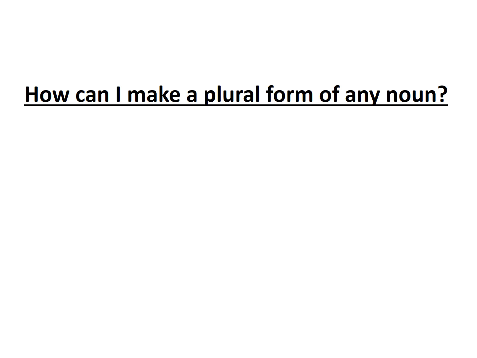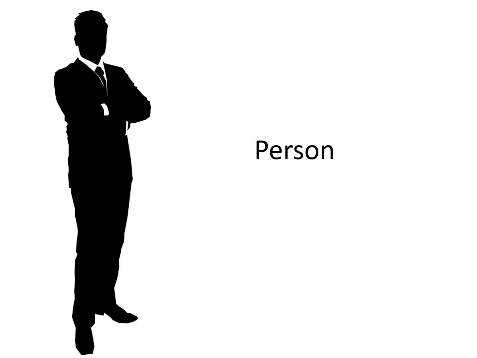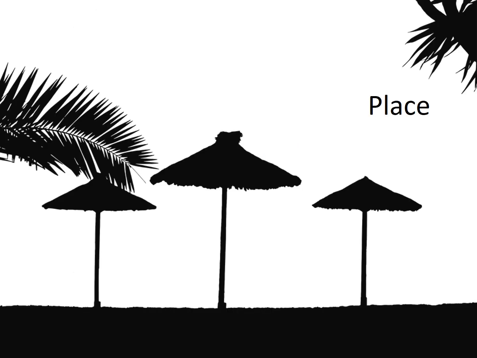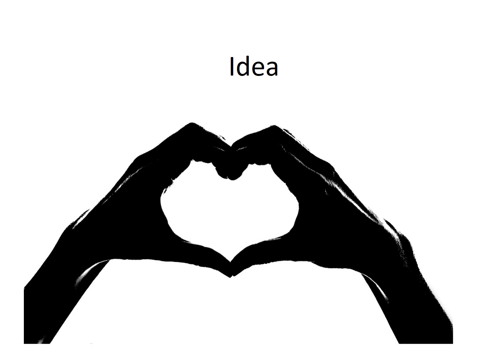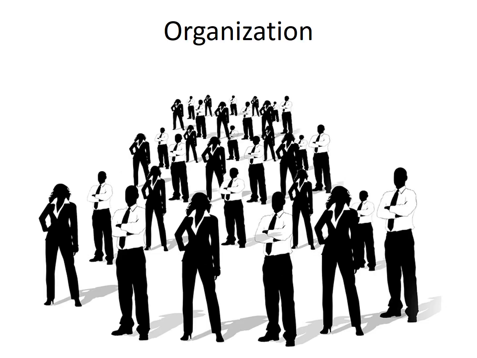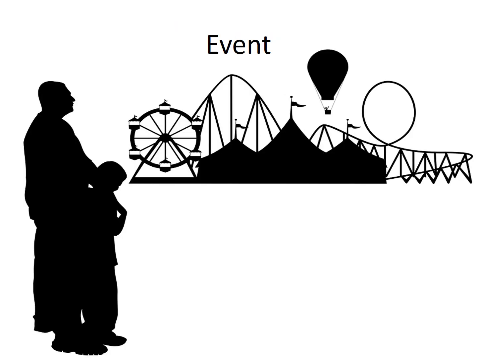In this video we'll be answering the question, how can I make a plural form of any noun? Just to recap though, a noun is the name for something. It could be the name of a person. It could be the name of a place. It could be the name of an idea. It could be the name of an organisation. It might even be the name for an event.